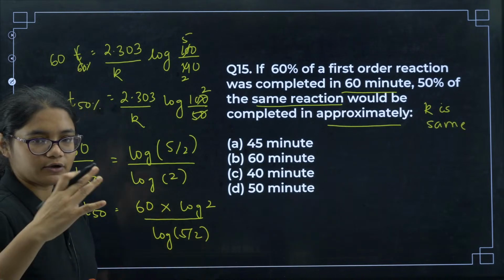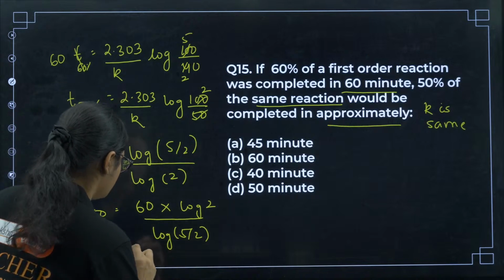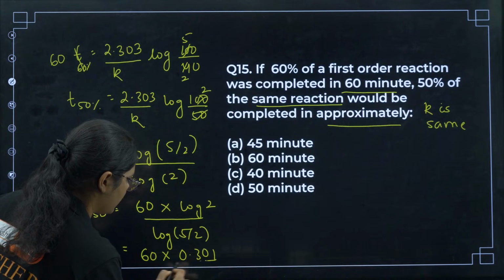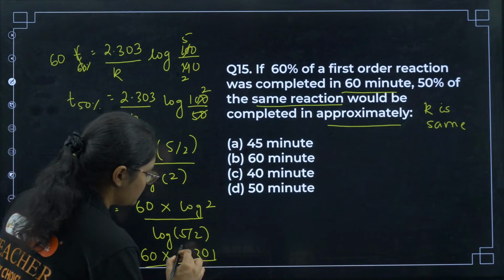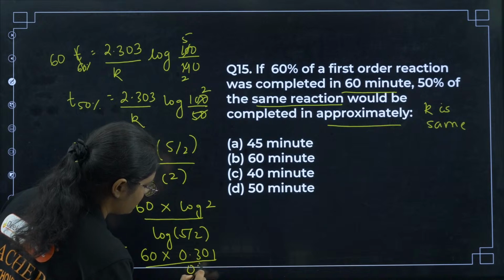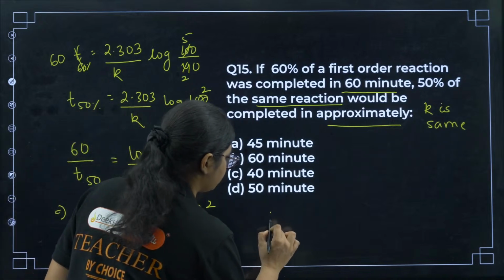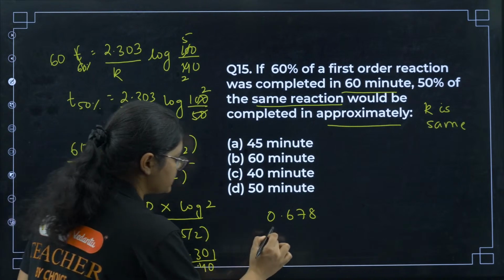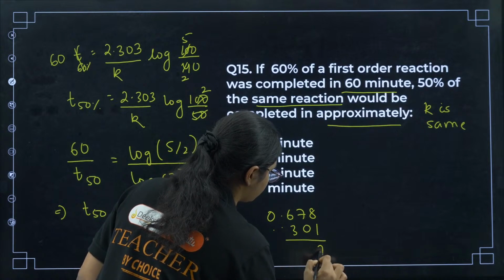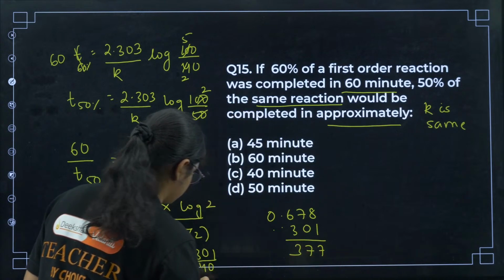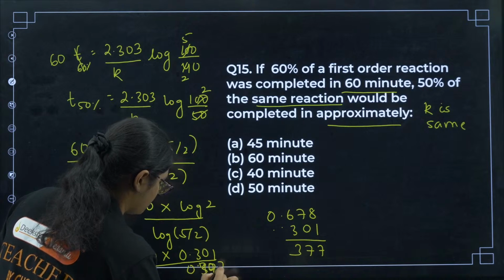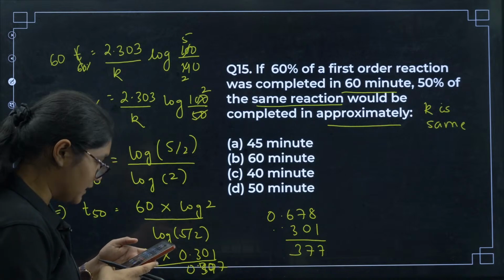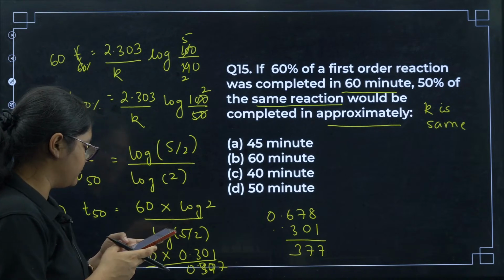Log 5 by 2 means log 5 minus log 2. So I can write 60 into log 2, which is 0.301, divided by log 5 by 2, which will be around 0.40 something. Log 5 is 0.67 and log 2 is 0.301. If I just subtract, I will get 0.377 something. Now what will be the answer for this one? Can you do the calculation and tell me?